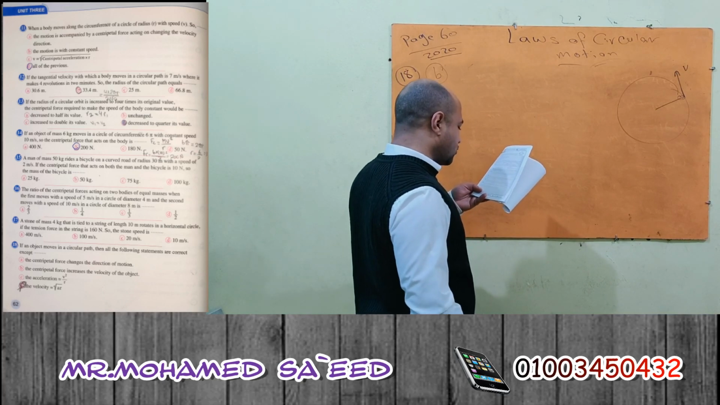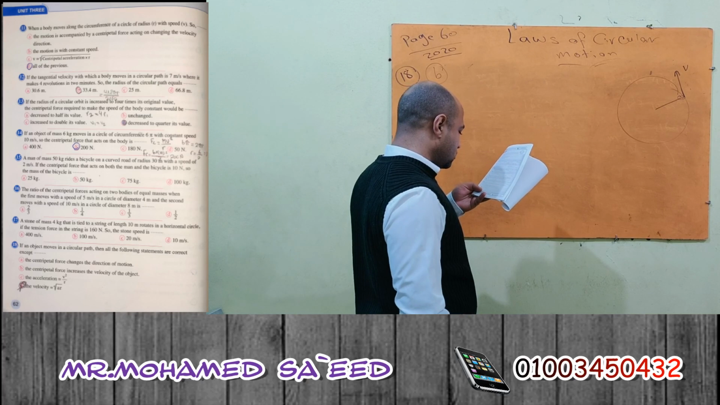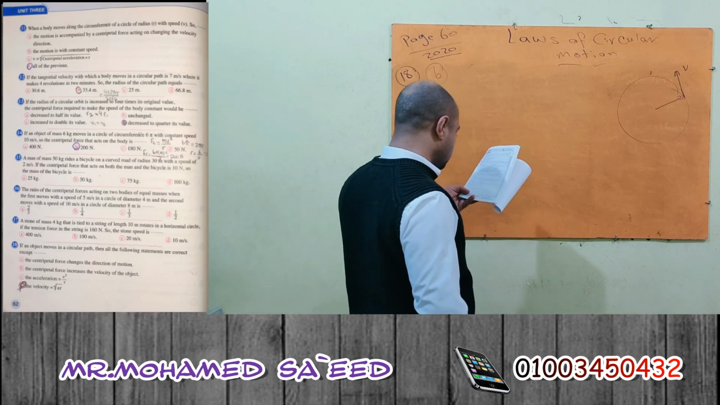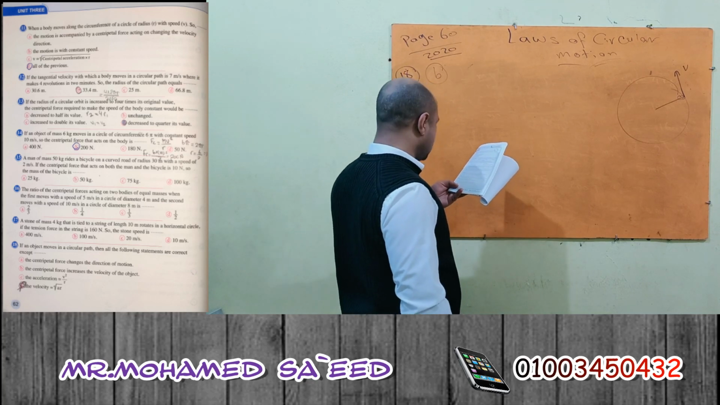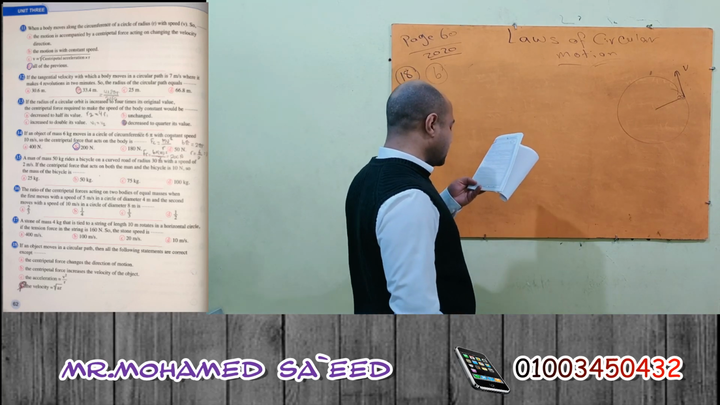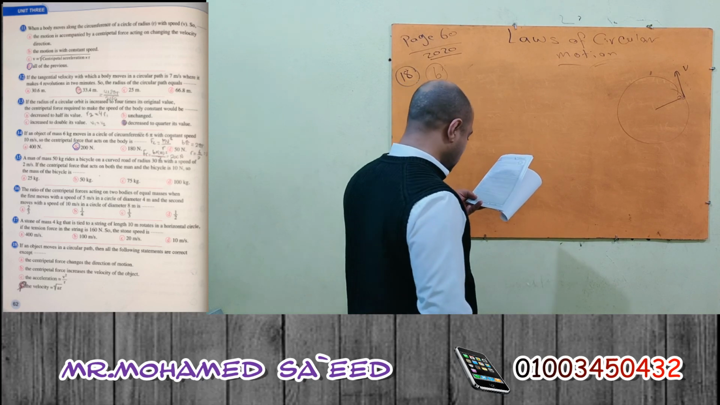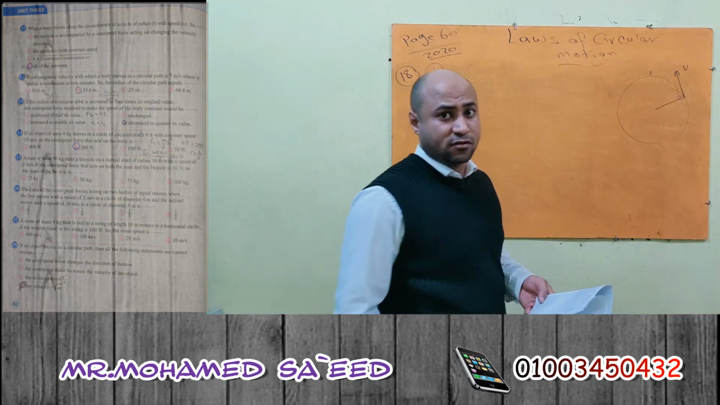The acceleration equals V square over R. It's true. The velocity equals square root of aR. The true answer is B. The centripetal force increases the velocity of the object. It's wrong. The centripetal force changes the direction only. It doesn't change the magnitude of the velocity. So the true answer is B.